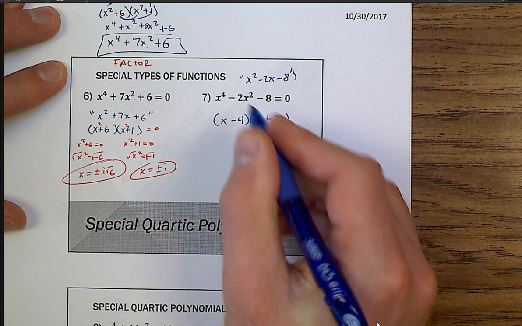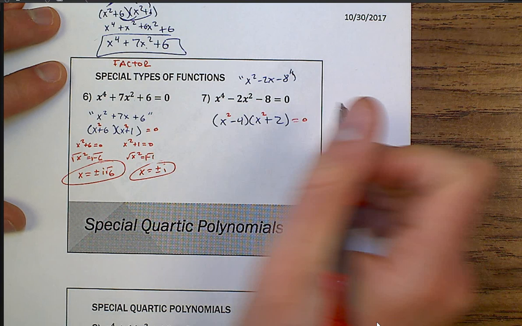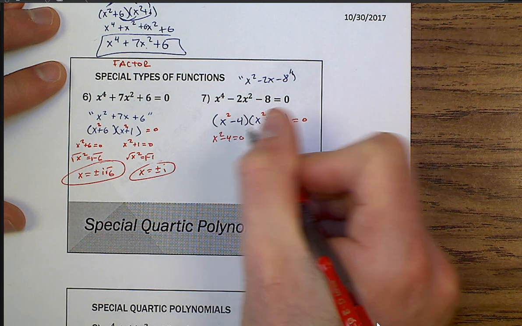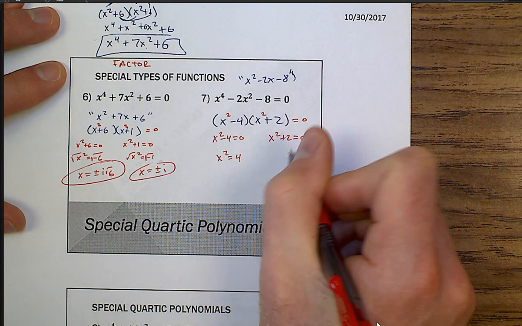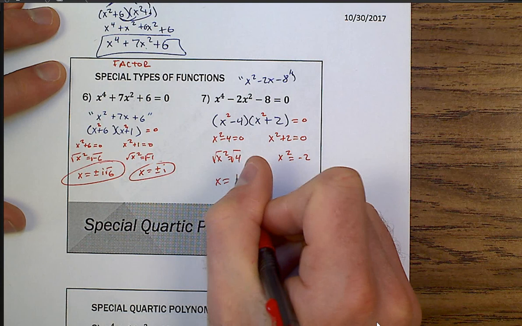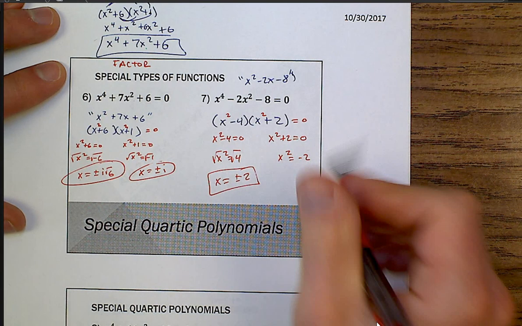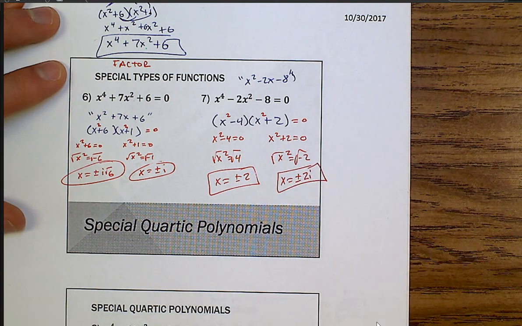But what do we need to do? We've got to put the squares on those x's, and then we're solving these. So x squared minus 4 equals 0, and x squared plus 2 equals 0. So I get x squared equals 4, x squared equals -2, square root, x equals plus or minus 2. So I get 2 real solutions there. Square root, x equals plus or minus i radical 2. 2 solutions there, okay?